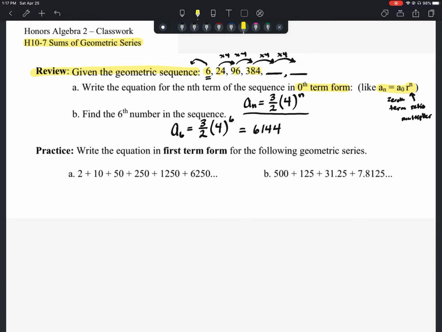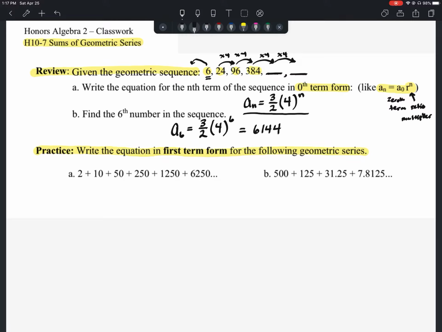Now let's go on to a couple practice problems here. Hopefully you've done these as well. If not, go ahead and pause it and do them. It says, write the equation in first term form for the following geometric series. Okay, so these ones should be a little quicker and easier.